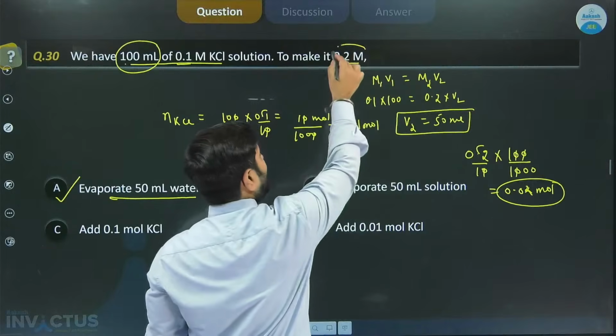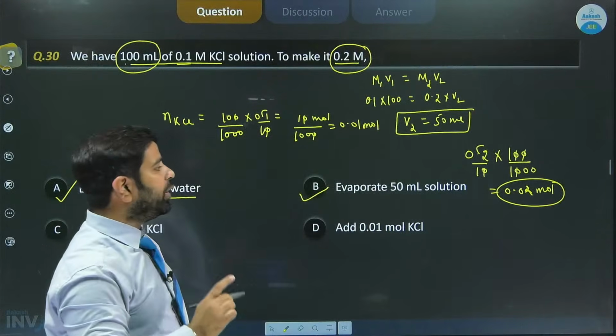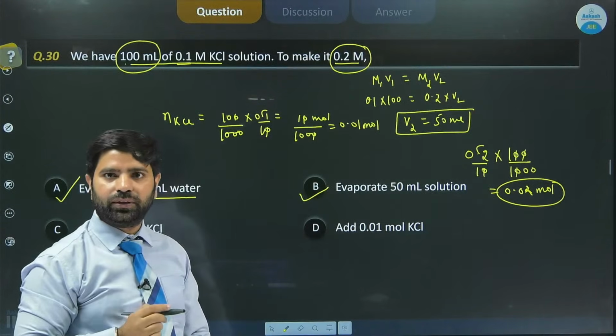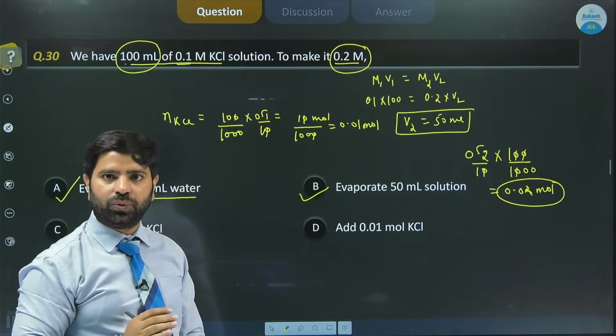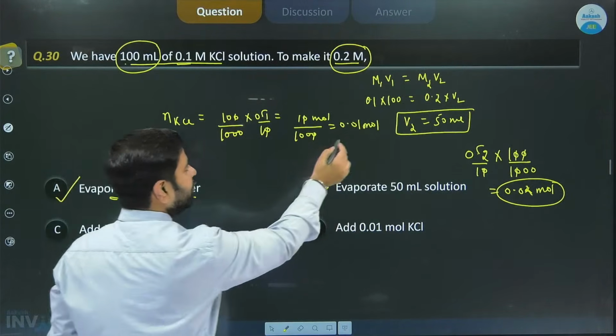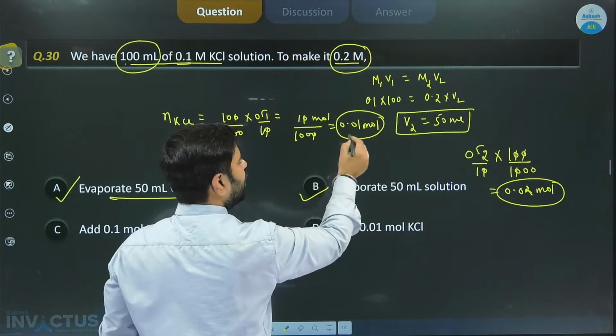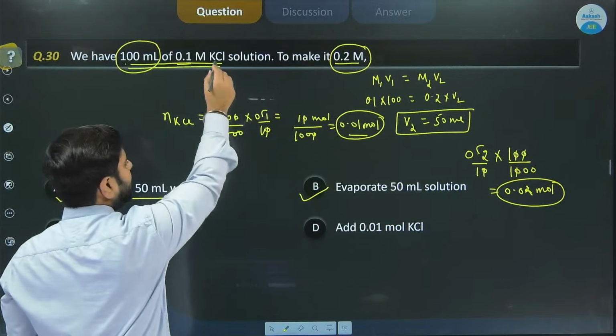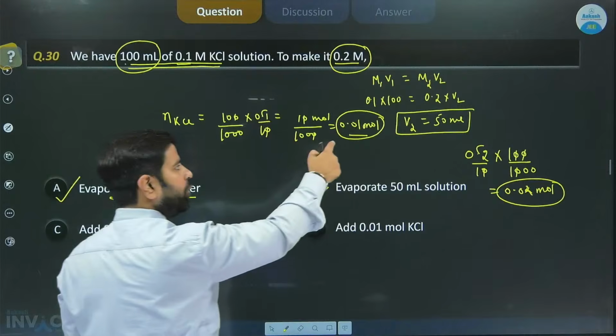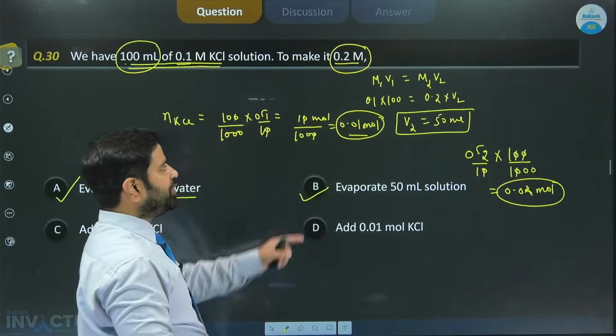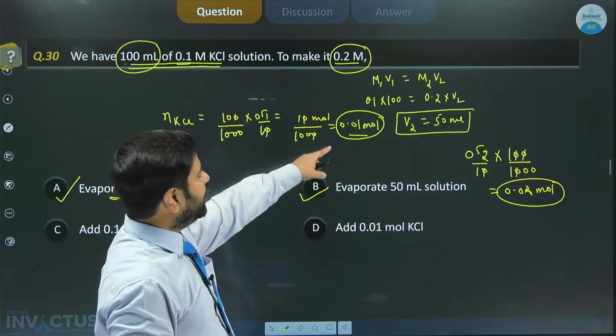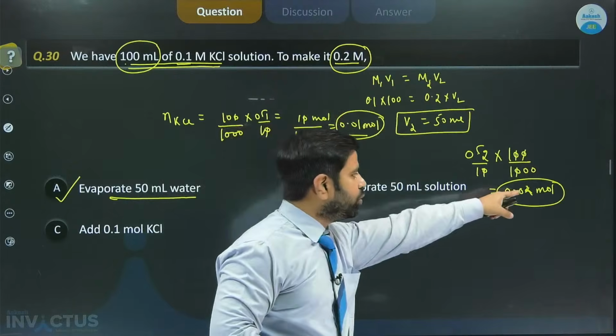So to make it 0.2 molar, we would require 0.02 moles. Total moles should be 0.02. And how many moles do we have available? We have available 0.01 moles. So if we add another 0.01 moles, it will be equal to 0.02 moles.